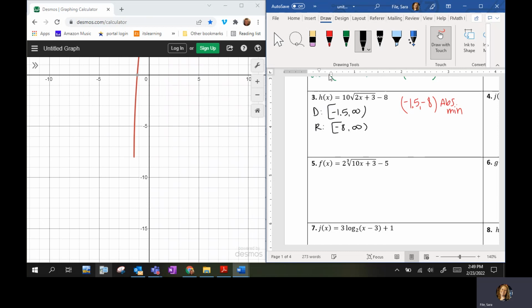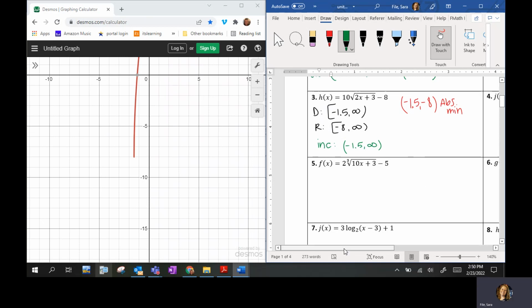Now the increasing, decreasing intervals. This graph, that's its starting point, it is only increasing ever. So there is only an increasing interval, and we use x values, so it's from negative 1.5 to infinity. It's increasing. There is no asymptote in this one.